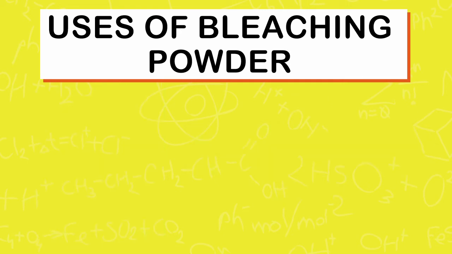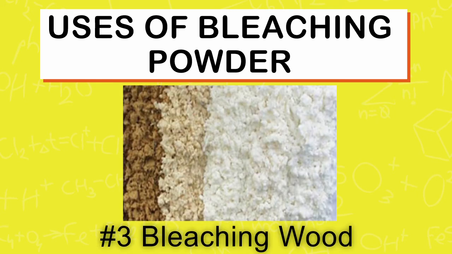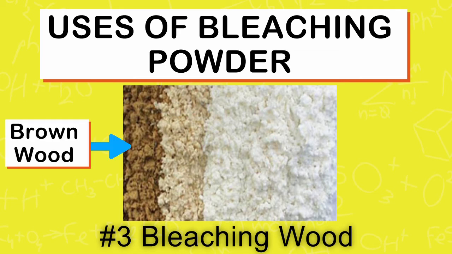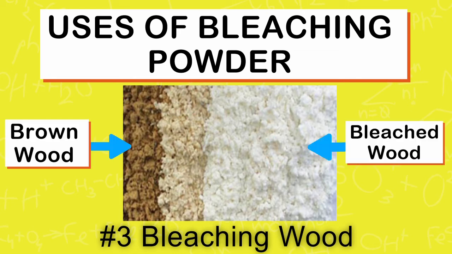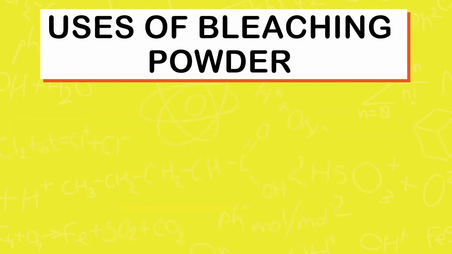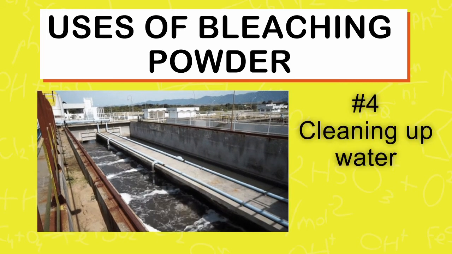It is also used in bleaching wood, right? Because wood makes paper. You must have wondered, why is wood brown but paper is white? It's because in the process they use bleaching powder and bleach that brown color right off and make the paper white, right? And like we said, it is also used in laundry bleaching. Perfect.